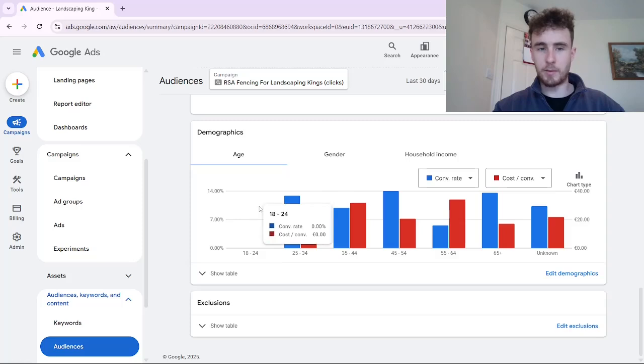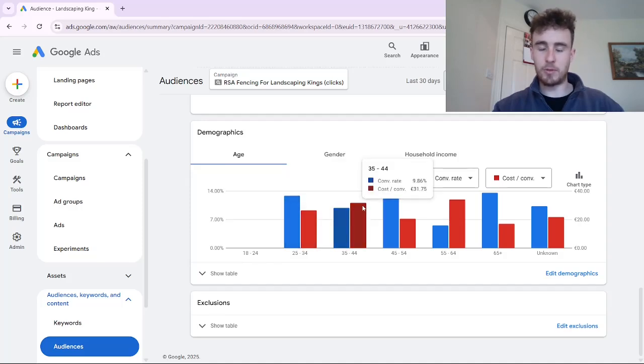And on the topic then of audiences as well, we can go to demographics and look at age, gender, and household income if your country actually shows that. And with demographics, you really want to make sure you have enough data before making any positive or negative bid adjustments, because you don't really know what's going to perform best until you have a decent amount of conversion data. But for age here, for example, for this campaign, because it's a landscaping campaign, we just chose not to target 18 to 24-year-olds at all, because they're very unlikely to actually be looking to get one of these services done.